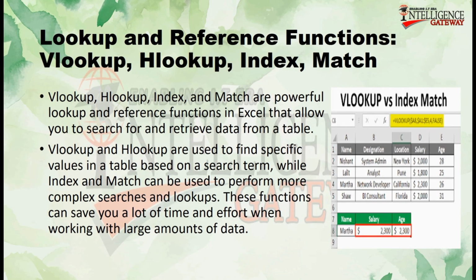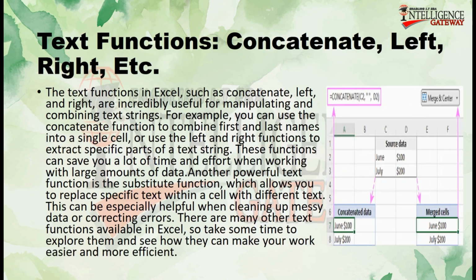Lookup and reference functions: VLOOKUP, HLOOKUP, INDEX, MATCH. VLOOKUP, HLOOKUP, INDEX, and MATCH are powerful lookup and reference functions in Excel that allow you to search for and retrieve data from a table. VLOOKUP and HLOOKUP are used to find specific values in a table based on a search term, while INDEX and MATCH can be used to perform more complex searches and lookups. These functions can save you a lot of time and effort when working with large amounts of data.